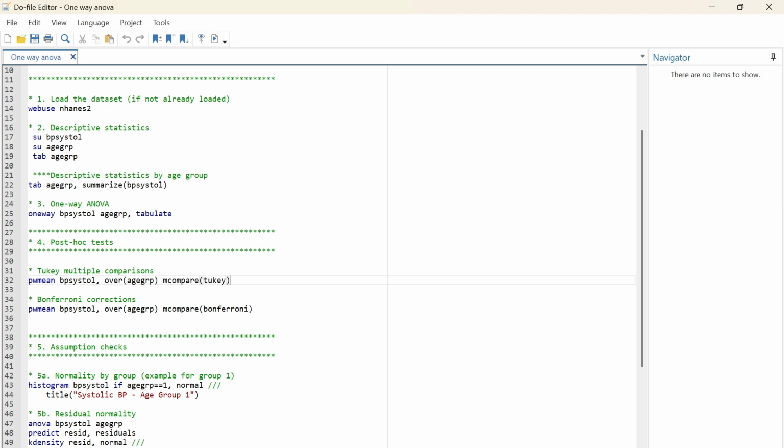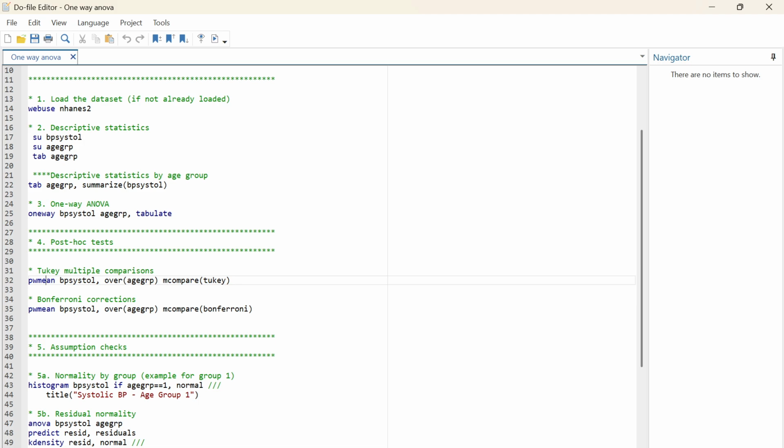Bonferroni is very conservative, especially when you have a low sample size for a category. That's when you actually need this conservative test called the Bonferroni correction. So now the way we write the code is pwmean, which is pairwise mean, meaning that we compare each of the groups with each of the other groups, okay? And then the outcome variable, which is bp_systole, comma, over(age_group), and mcompare, in brackets, Tukey. So this is the code for Tukey.